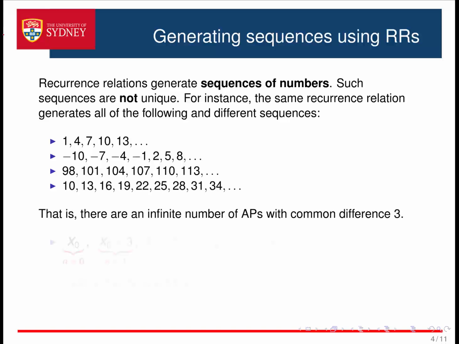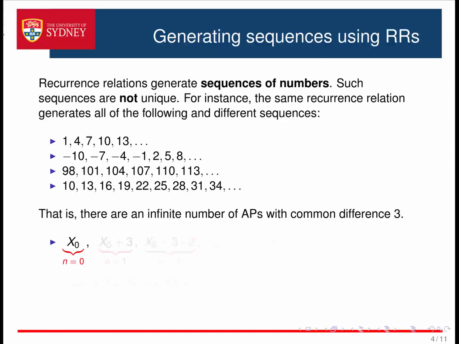In fact, this recurrence relation simply generates all the arithmetic progressions with a common difference of 3. There are an infinite number of such sequences, depending on the initial term. Above, we have listed just 4 of the infinite number of sequences that can be generated using this recurrence relation.